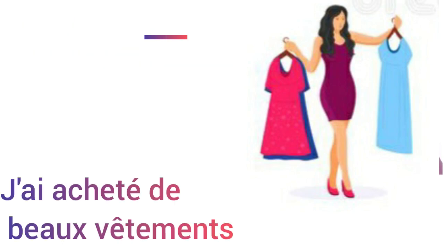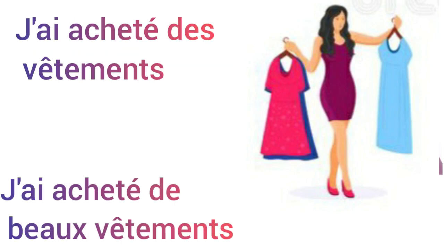I repeat again. J'ai acheté des vêtements. It will become j'ai acheté de beaux vêtements. Alright, when you add an adjective before the noun, the article des becomes de.